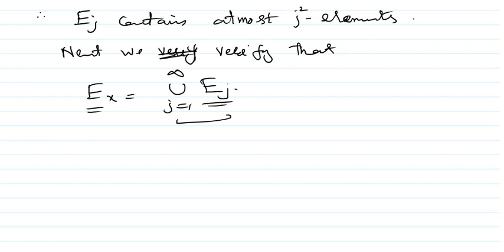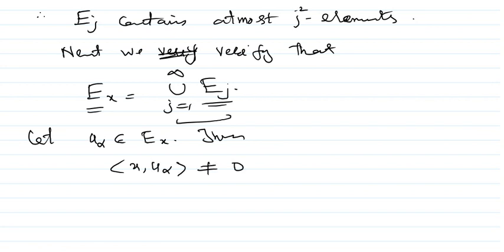Let's choose any element here. What is E alpha? E alpha is the set of u alphas. So Ej is also a set of u alphas. Let's choose any u alpha. So let this u alpha belong to Ex. Then by definition, the inner product of x with u alpha is not equal to 0.